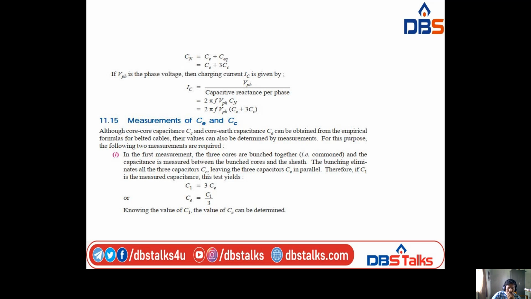In the first measurement, the 3 cores are bunched together and the capacitance is measured between the bunched core and the sheath. The bunching eliminates all the 3 capacitances Cc, leaving the 3 capacitances Ce in parallel. Therefore, C1 is equal to 3 times Ce. So, Ce is equal to C1 by 3. By knowing this C1 value, the value of Ce will be determined.